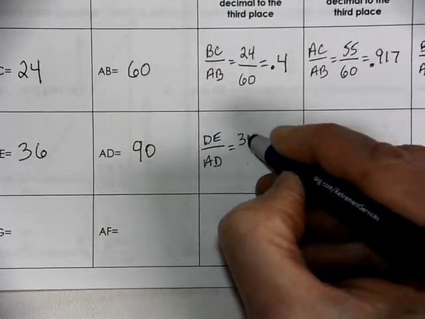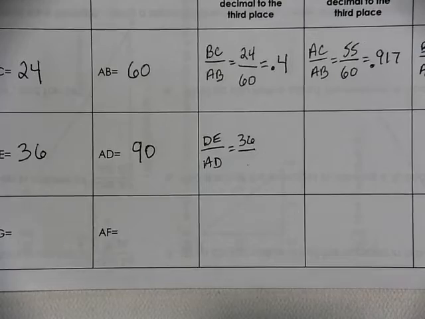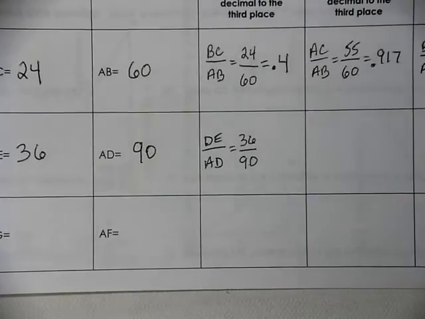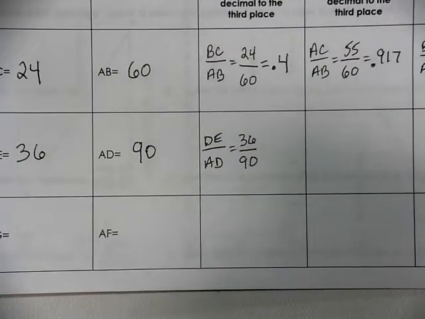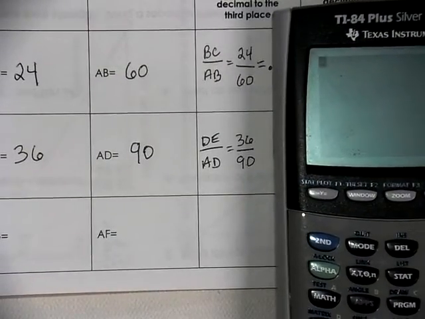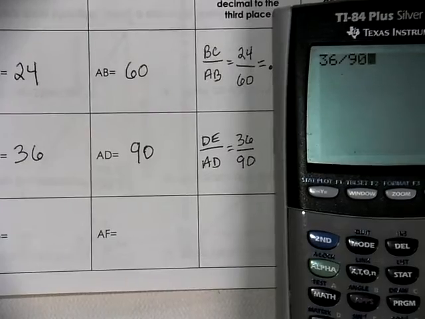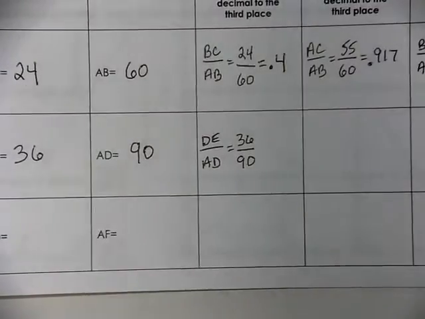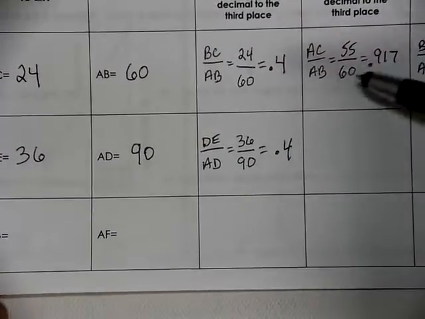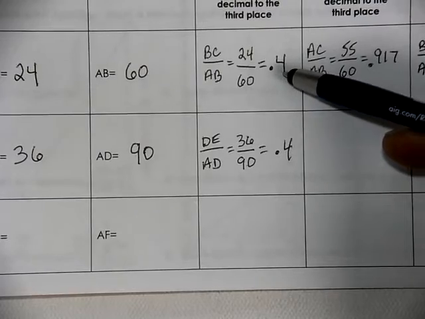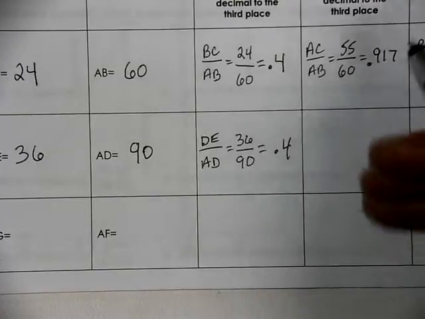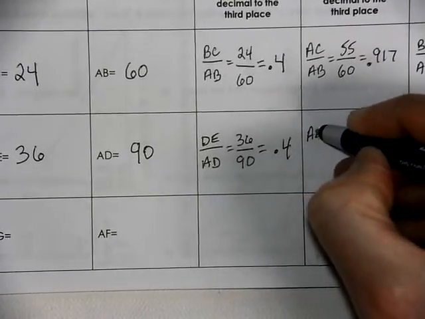So DE, I calculated or measured 36, and AD was 90. It was a question, was it a little bit longer than 90? I chose to use the number 90. Let's see how that comes out here. 36 divided by 90 gives me 0.4. And if you notice, 0.4 matches this one exactly. So they have the same exact ratio. That worked out perfect.